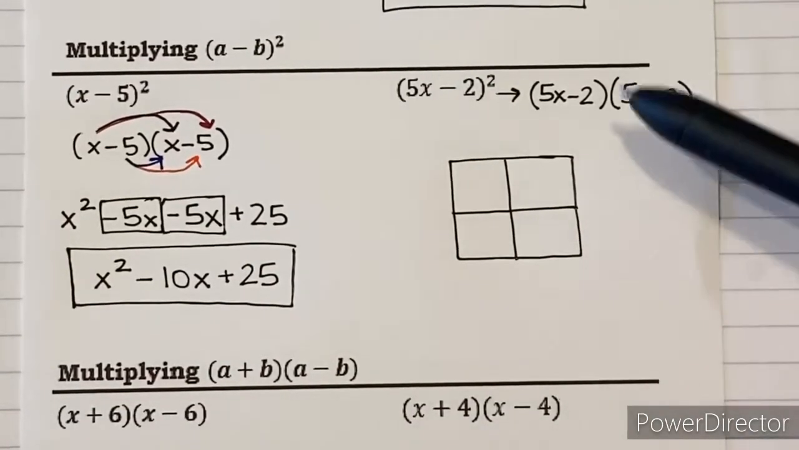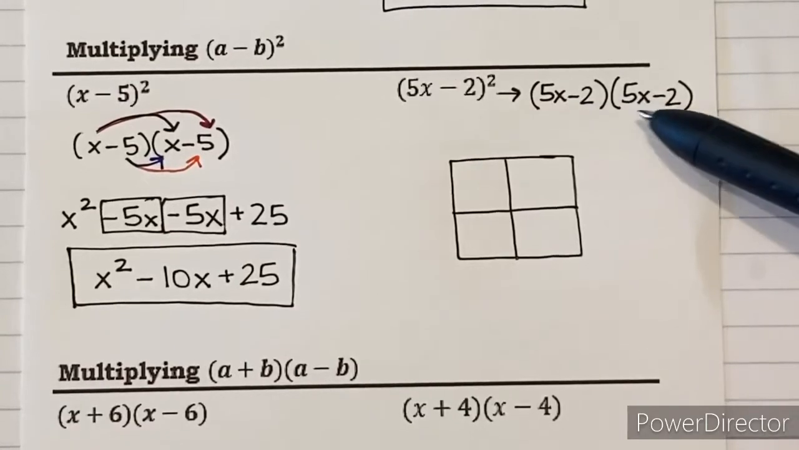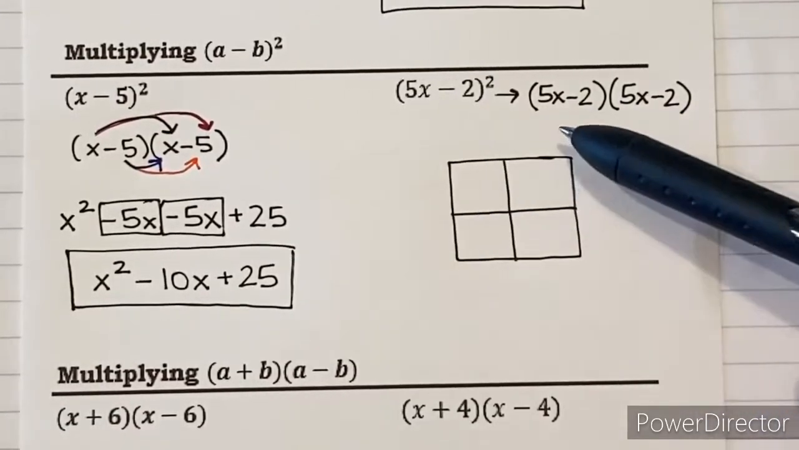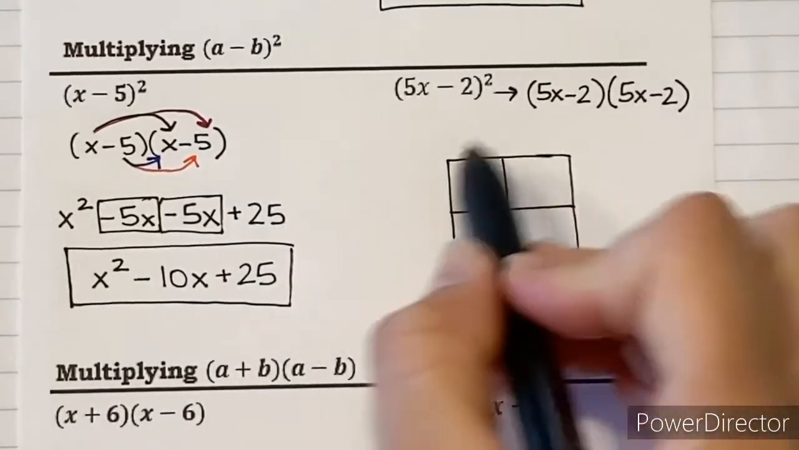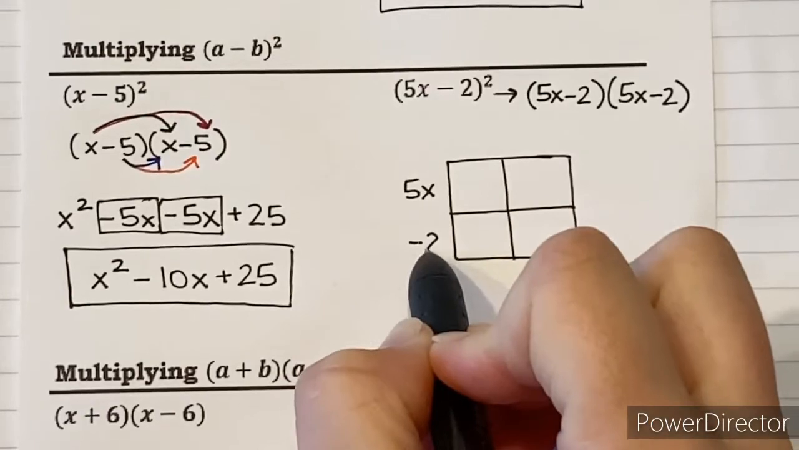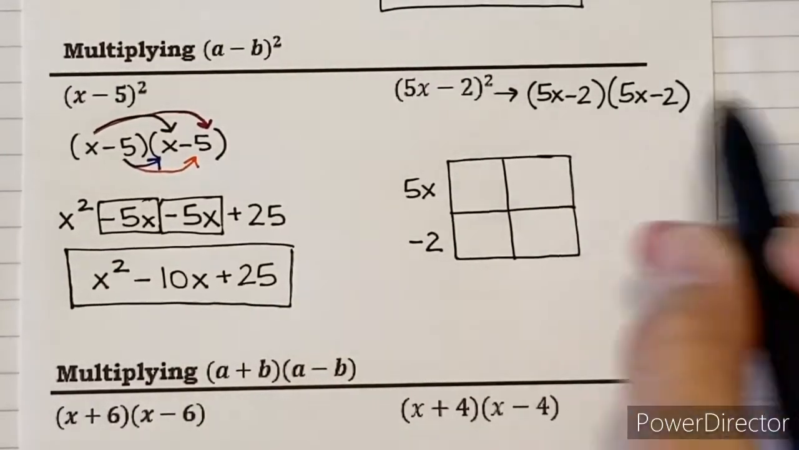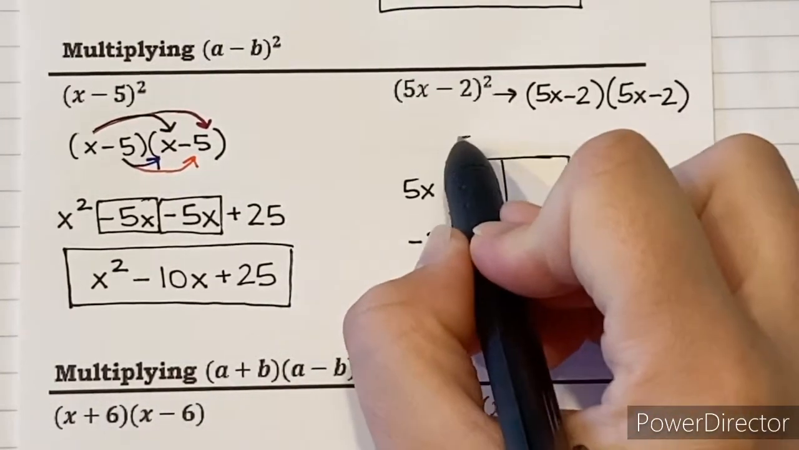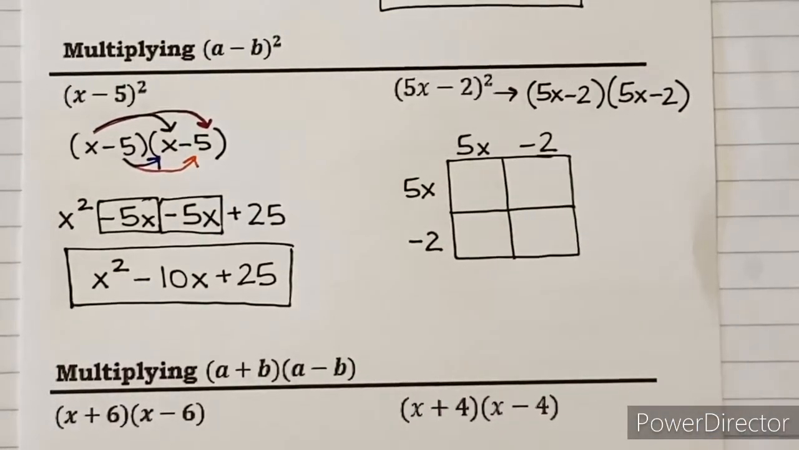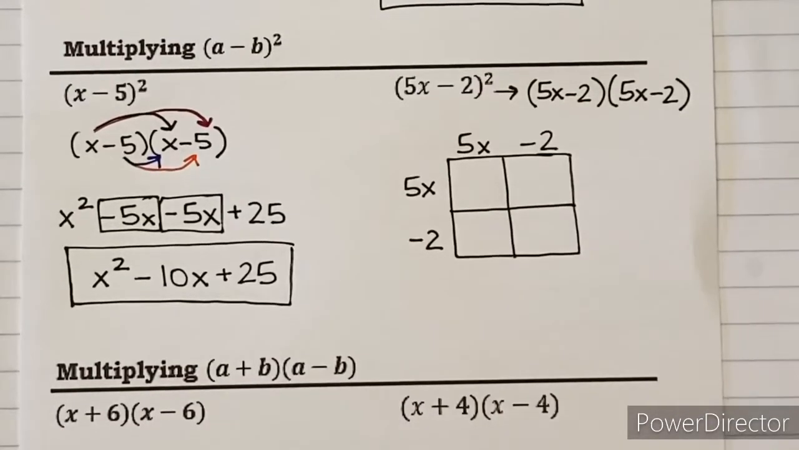And then we need to take these expressions right here and put them on the vertical and the top. So I'm going to put the first one, 5x minus 2, and then I'm going to put that second one on the top. I know they're the same, but if you get in the habit of putting one in a specific spot, it'll help you in the long run.